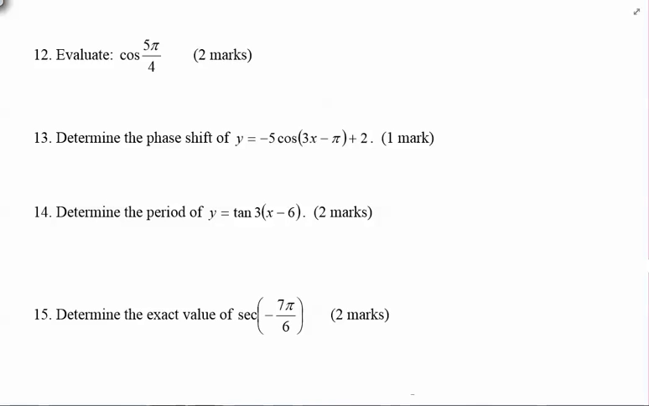Here are the solutions to sample midterm 3B, problems 12 to 15. So when we're doing problems like this, finding cosine of 5 pi over 4, we want to place 5 pi over 4 on the unit circle. So I'm going to draw on the unit circle a pizza with 8 slices because it's over 4.